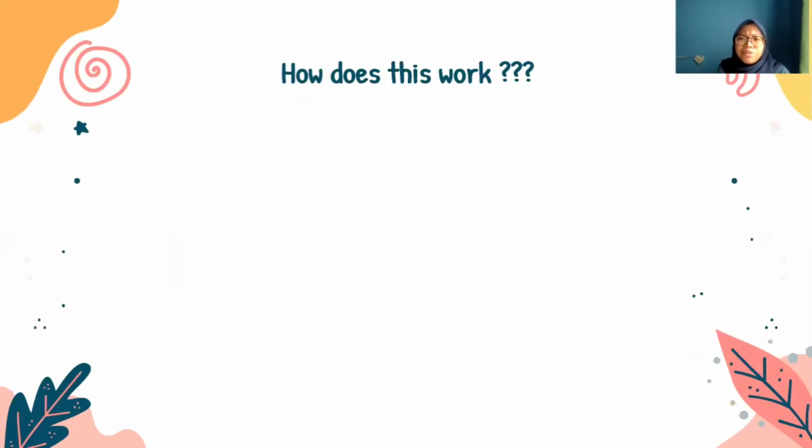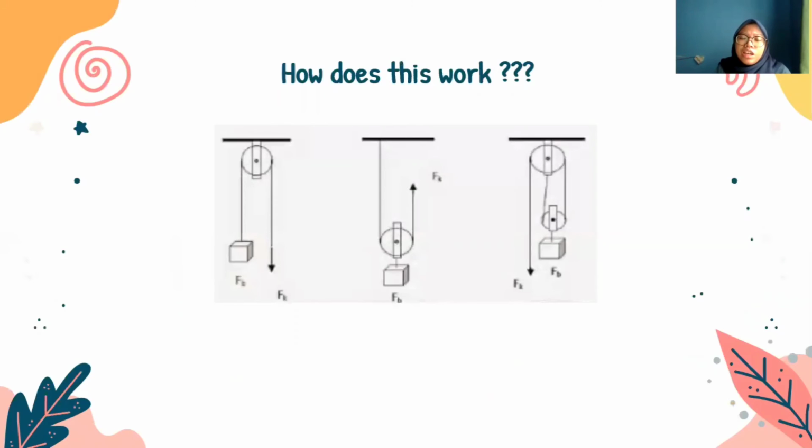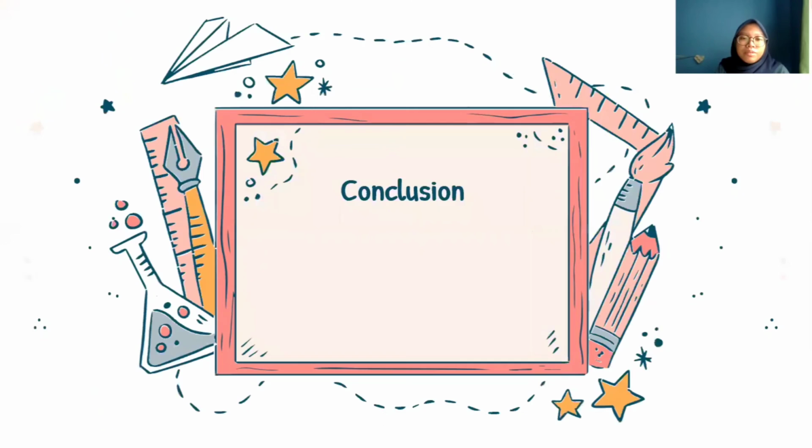So how does the pulley work? Actually, it has three types: the fixed, the movable, and the compound. And each type has a different formula to calculate the force and the work.